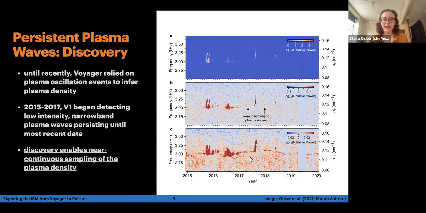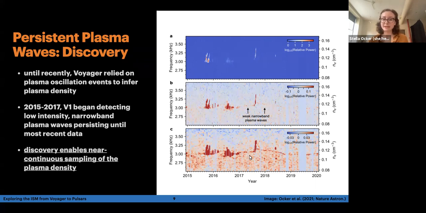And moreover, the fact that this signal persisted for over 3 years in the Voyager I data indicated that we could use it to obtain a nearly continuous sampling of the plasma density along Voyager I's trajectory. So this really transformed our ability to study the distribution of the plasma density along Voyager I's trajectory.